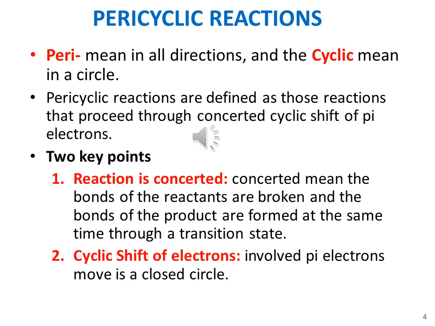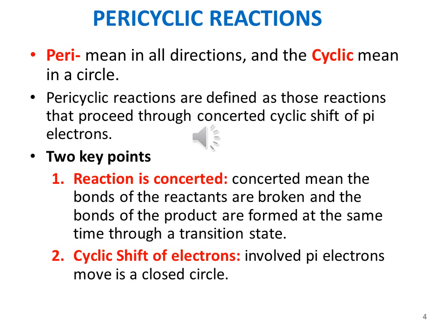What is the meaning of a concerted reaction? Concerted means that the bonds of the reactants are broken and the bonds of the products are formed at the same time. That is, the bonds of the reactants are broken at the same time as the bonds of the products are forming. So concerted means the bonds of the reactants are broken and the bonds of the product are formed at the same time through a transition state. The formation of a transition state through which the bonds of the reactants are broken and the bonds of the product are formed at the same time is a characteristic of a pericyclic reaction.